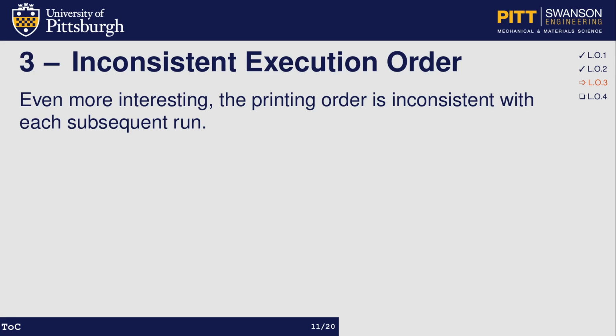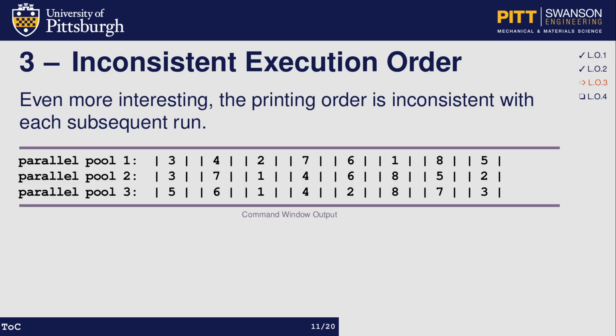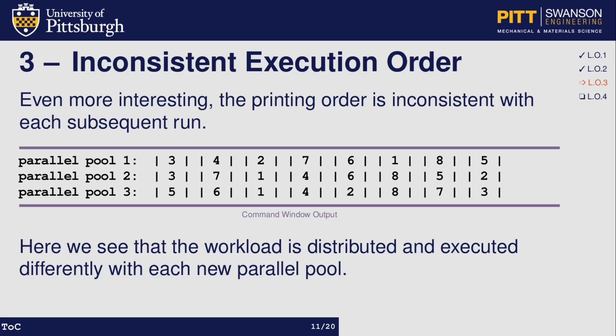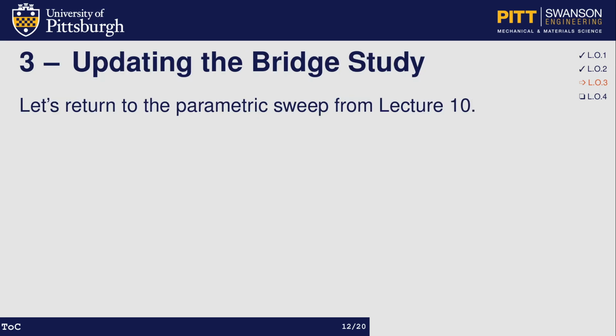Even more interesting, the printing order is inconsistent with each subsequent run, meaning when we initialize the first parallel pool, we get a first order. We initialize a second parallel pool, the order completely changes. And again, for a third parallel pool, it's completely different as well. Here we can see that the workload gets distributed and executed differently with each new parallel pool.